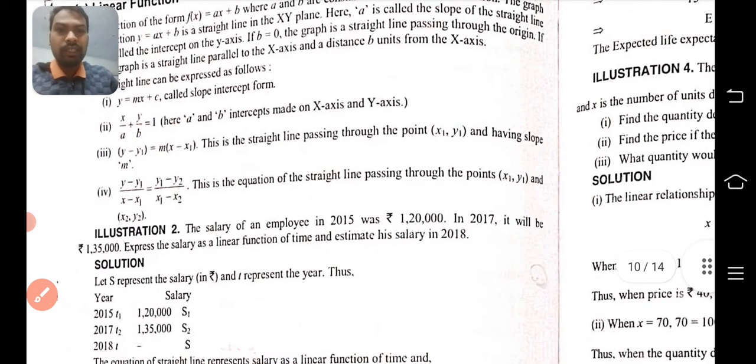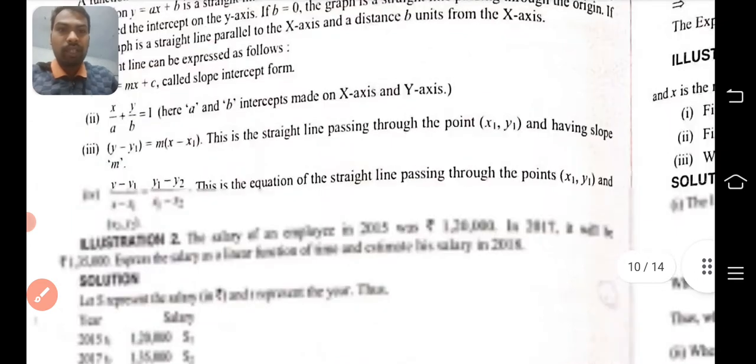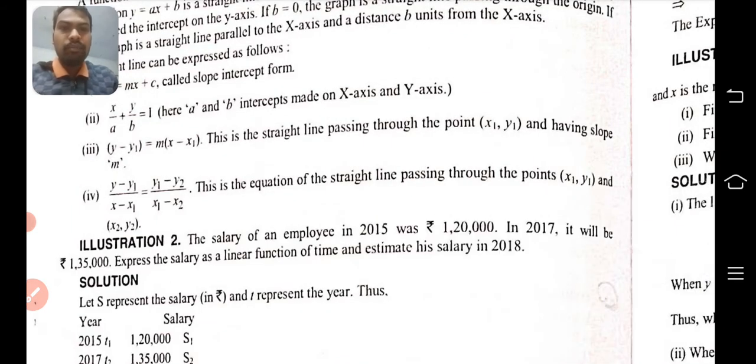So next, the third point: y minus y1 is equal to m times x minus x1. This is a straight line passing through the point (x1, y1) and having the slope m. So this also represents a straight line passing through the point x1, y1. Clear? And having the slope, what will be the slope of this line? The slope is m.